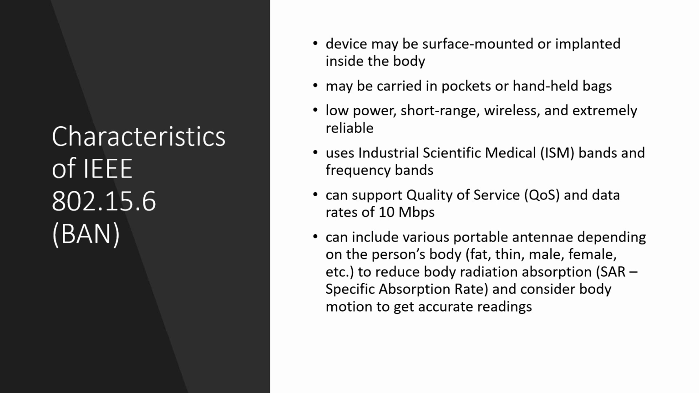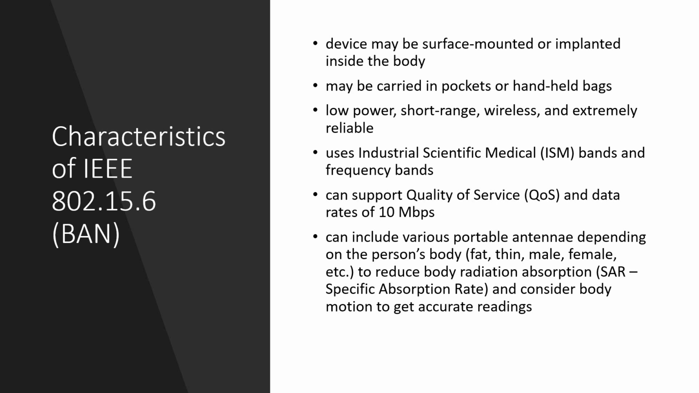So it can support quality of service as well, and has a data rate of 10 megabits per second. It can include various portable antennas depending on the person's body, for example, if the person is fat, thin, male or female, etc. So depending on these scenarios, the antenna might change. So why does it change?